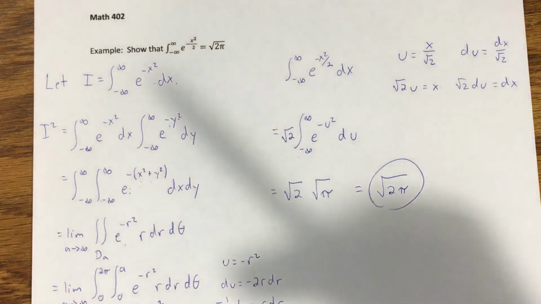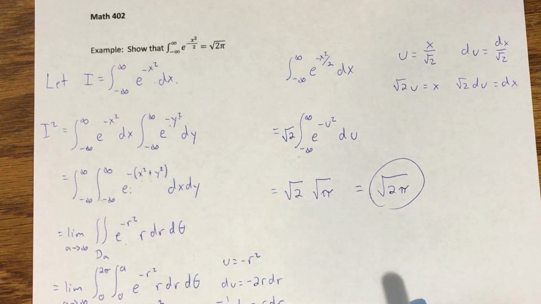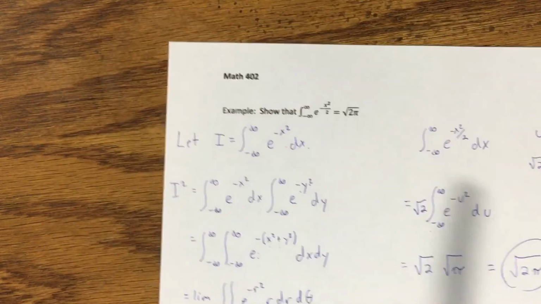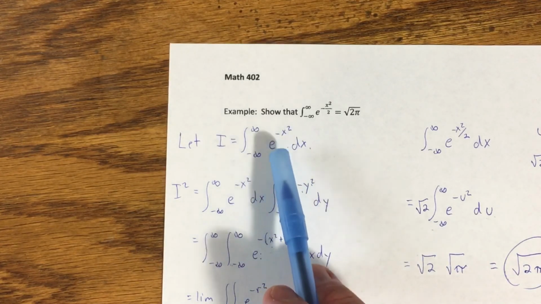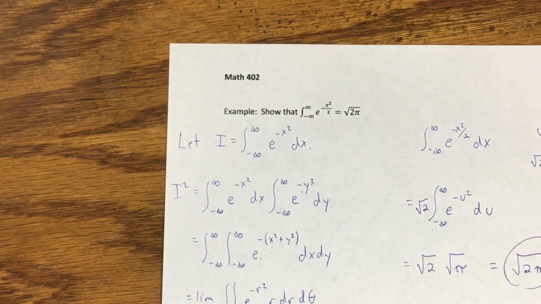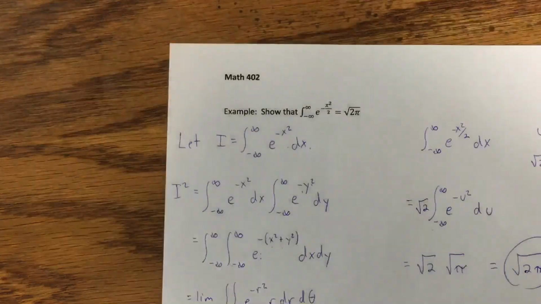If you're interested in knowing more about this integral, the one that we evaluated originally, e to the negative x squared from negative infinity to infinity, this is called the Gaussian integral. It's worth looking up if you're interested, but that's pretty much the only time we're going to see it in this class. And that's it for 15.3.